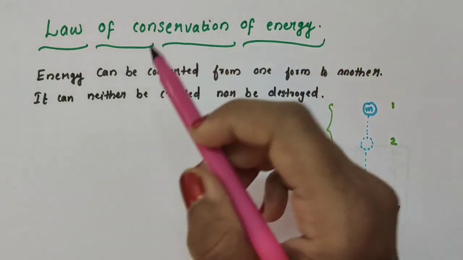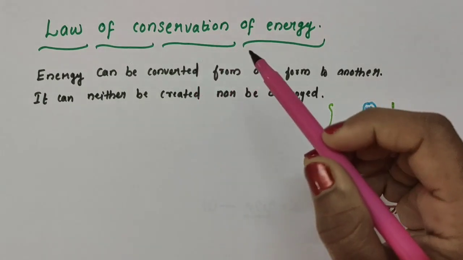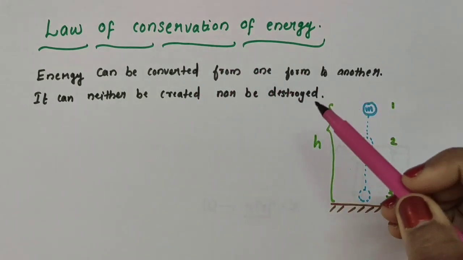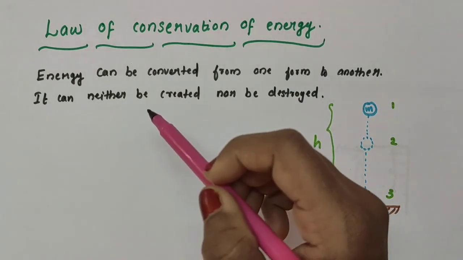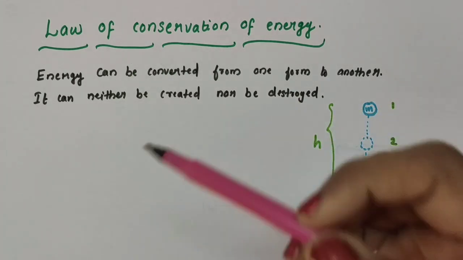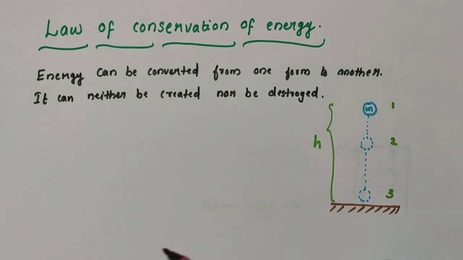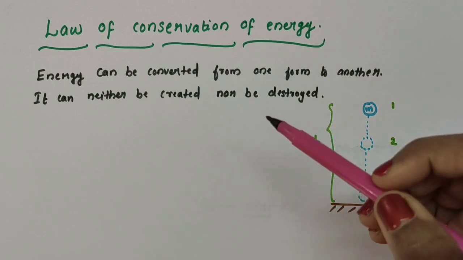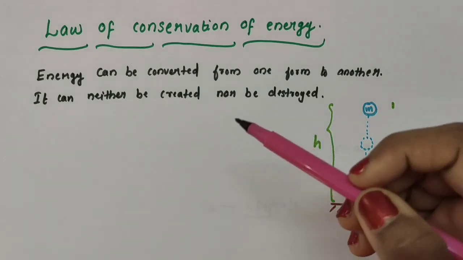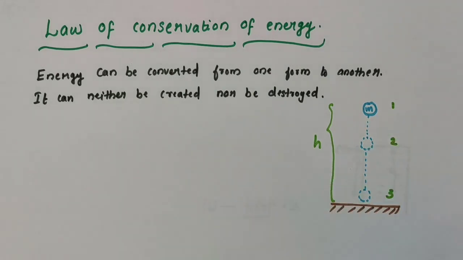According to this law of conservation of energy, energy can be converted from one form to another. It can neither be created nor be destroyed. We cannot add a new form of energy to the already existing total energy in the universe, and we cannot destroy a form of energy, but we can convert a form of energy into another form of energy.